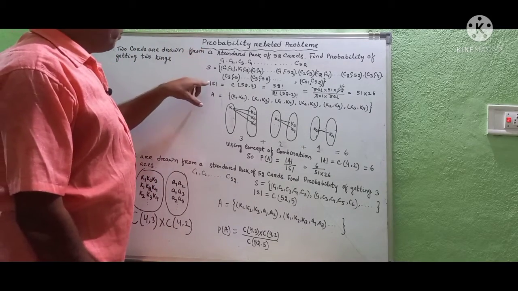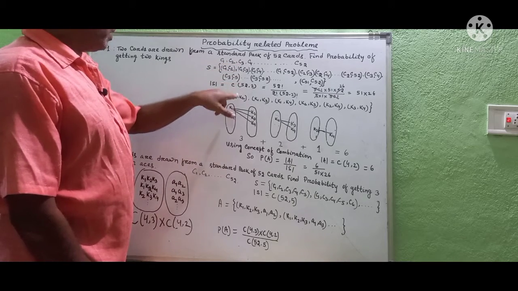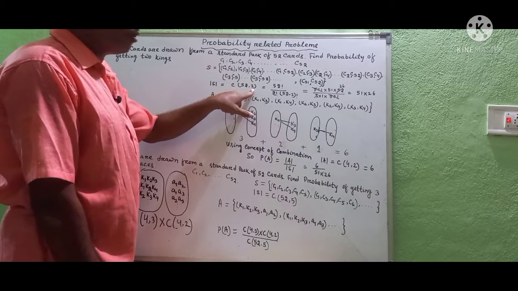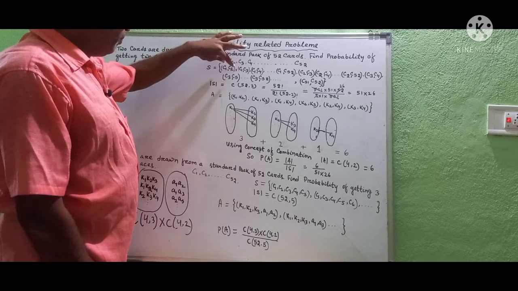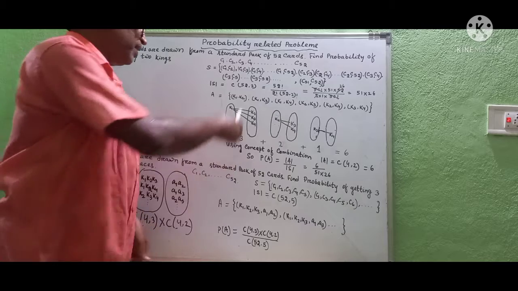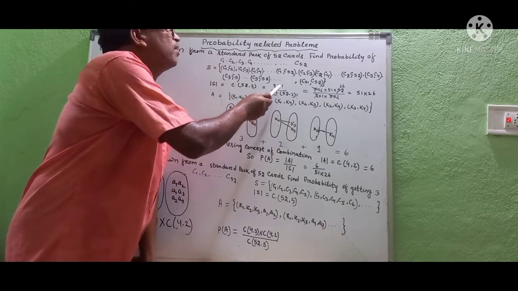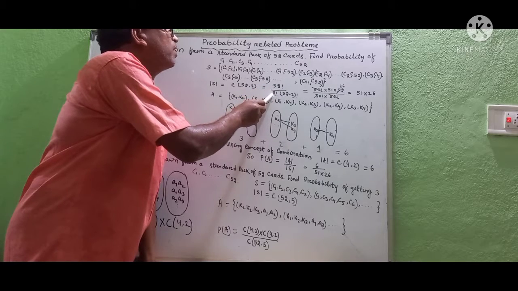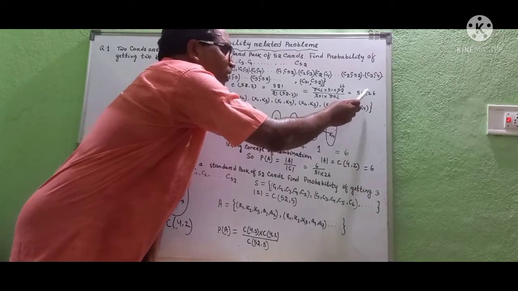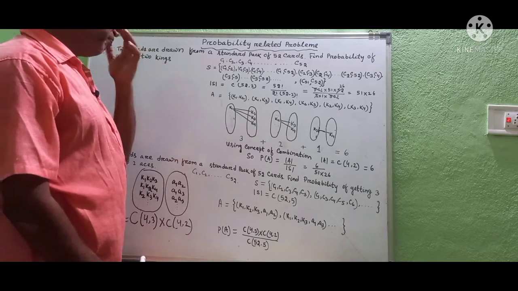Then the cardinality of sample space S is equal to what? C(52,2). From the concept of combination, taking two elements to form groups, you will get C(52,2). Right? Combination. That is called 52 factorial by 2 factorial into (52 minus 2) factorial. That is equal to 51 into 26.